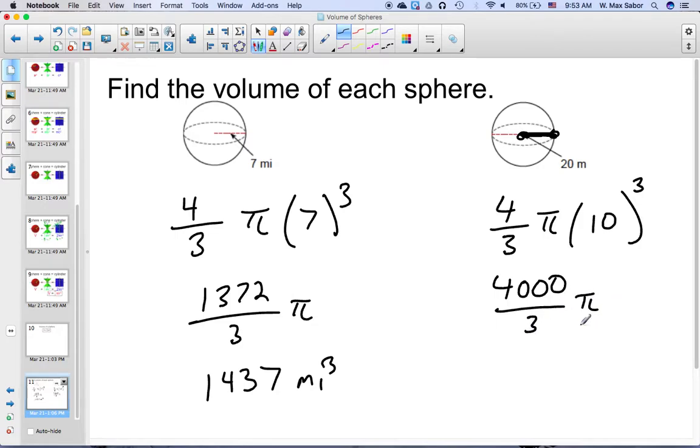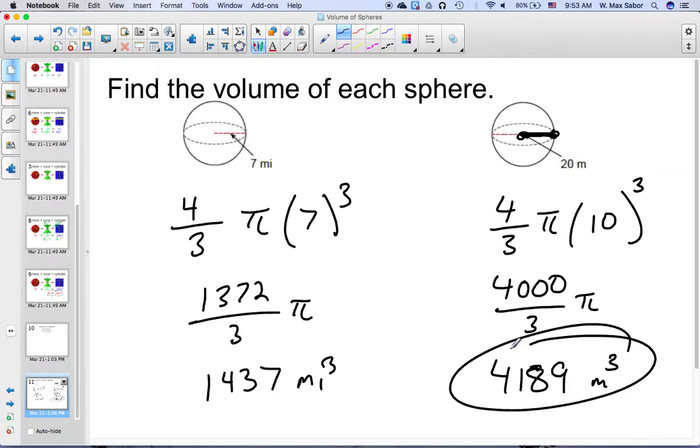Here, 10 cubed is 1,000, so you get 4,000 thirds pi. And if you want the decimal answer, we get 4,189 cubic meters. That's how we find volume of spheres.